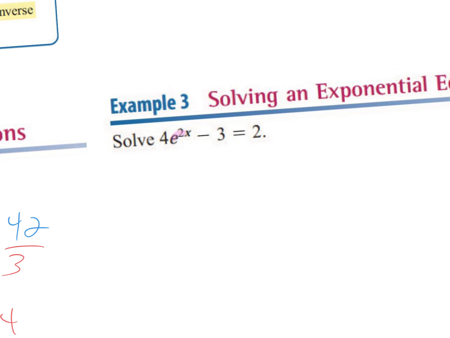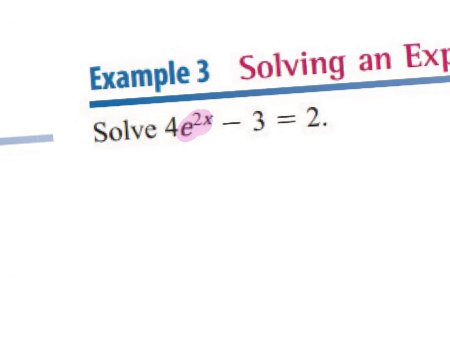First thing I'm going to do is highlight my function itself. Is there anything being added, subtracted, multiplied, or divided? It's that e to the 2x. I got the minus 3 and the 4, so what can I do? I'm going to add 3 to both sides. Good. So add 3 and divide by 4. So I have 4 e to the 2x equals 5.